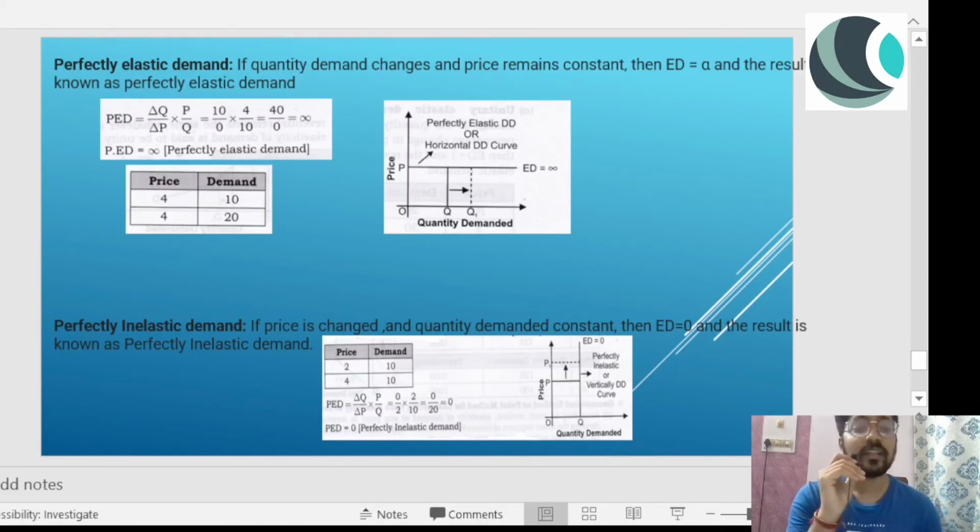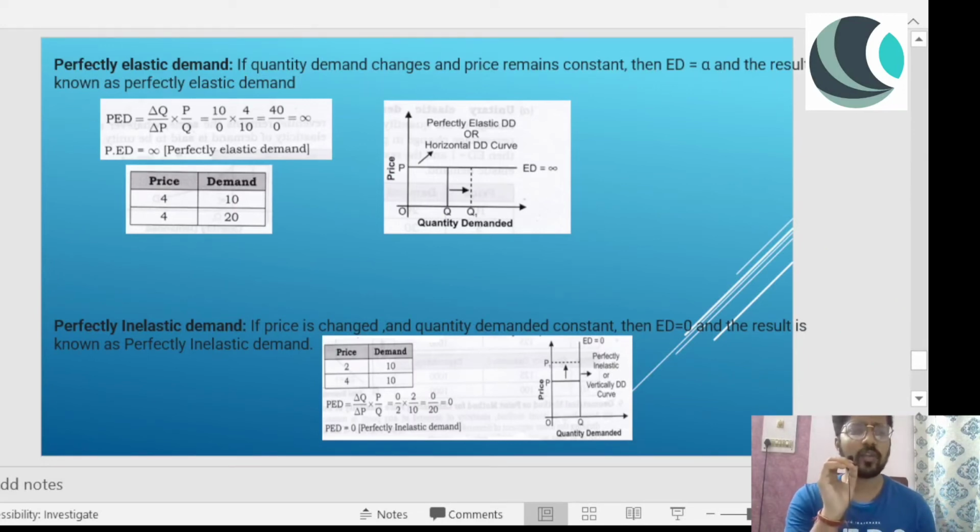So this is perfectly inelastic demand. This is perfectly elastic demand. I hope everyone who is watching is pretty much clear with the difference. And if you remember this, you can obviously derive it, because in perfectly elastic demand, quantity demanded changes and price remains the same. In perfectly inelastic demand, price changes and quantity demanded remains the same.